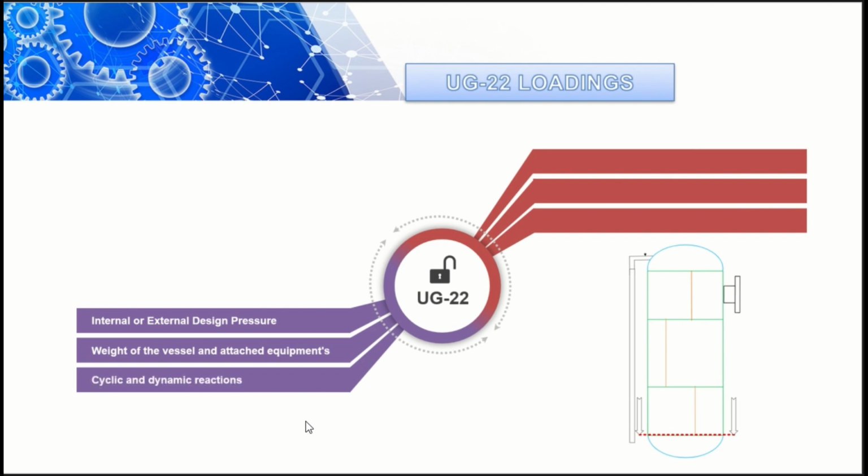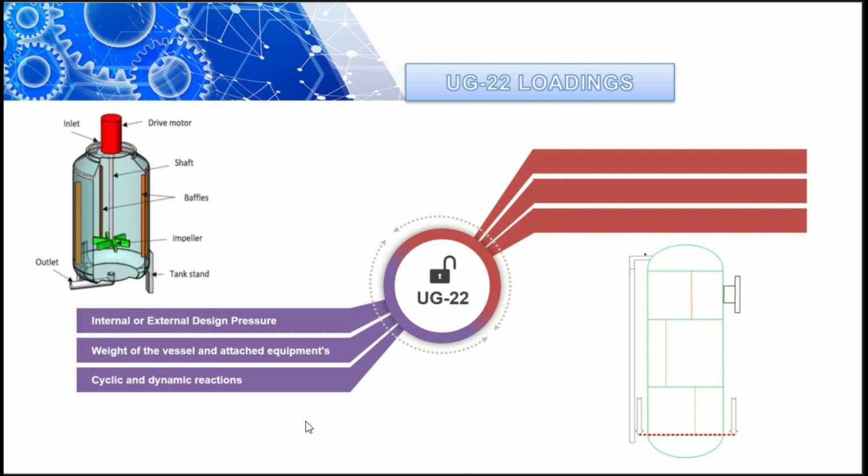cyclic and dynamic reactions. Why do cyclic and dynamic reactions come into the picture? If we attach any motor or stirrer to our vessel, that will create some dynamic reactions. Here you see, a stirrer is used for mixing the fluid, right? And the stirrer works based on the motor only. So the motor will create dynamic reactions and mechanical reactions, guys. It will create some stresses, so we need to consider these reactions and these stresses also.